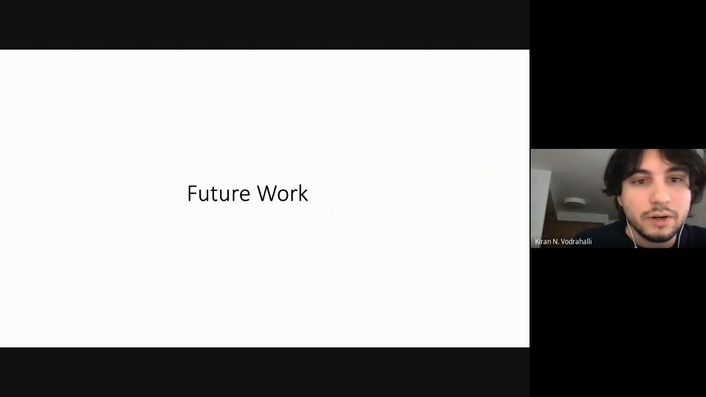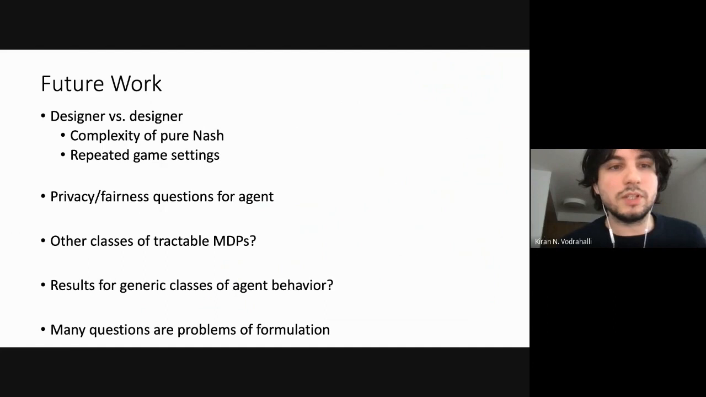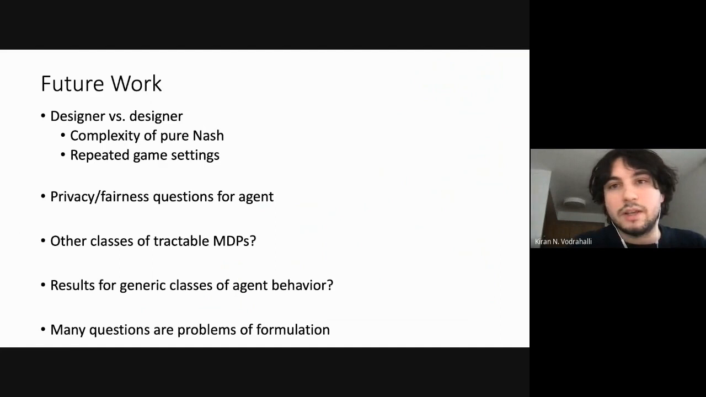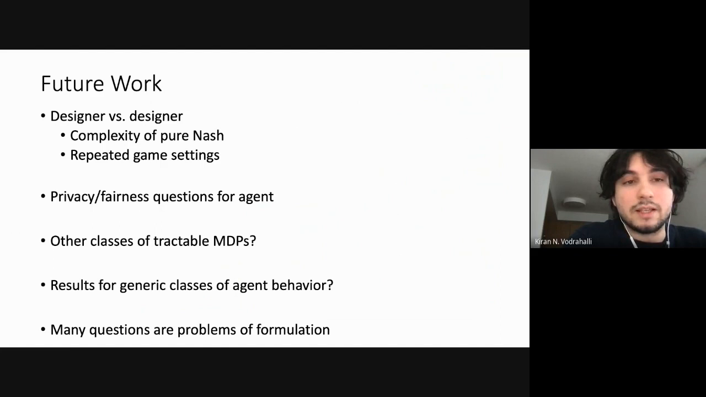Future work. Some immediate questions that arise are the designer versus another designer setting. What we did now was assume that one designer got there first, and then the second designer just has to react to the first designer. So we can ask about a simultaneous version of this game, and about the complexity of finding a pure Nash equilibrium. We can also think about repeated game settings between designers, in this particular kind of succinct game.